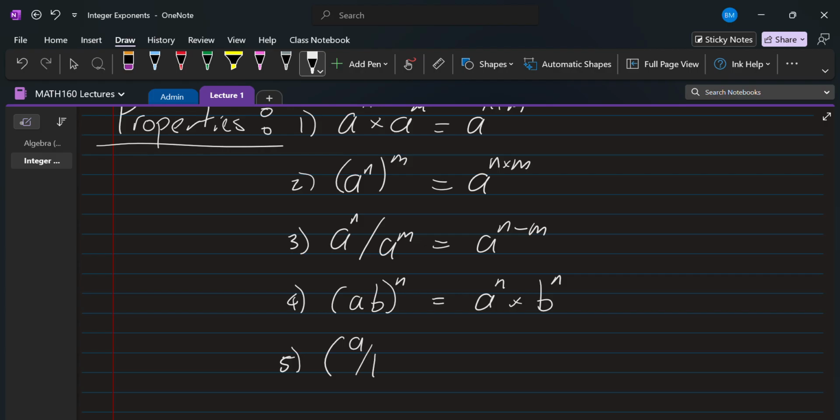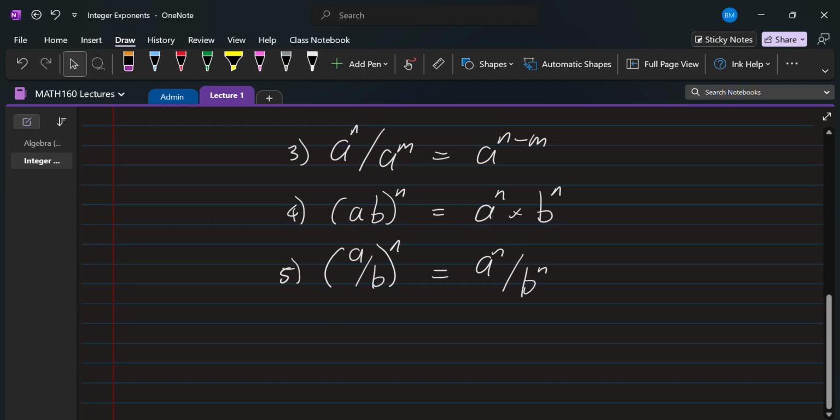Okay, number 5. So similar to number 4. Number 4, we took the product. For number 5, we can take the quotient. So a divided by b, to the n. Again, it just distributes onto each one. So that will be a to the n over b to the n. Okay, very similar to what we have in number 4.